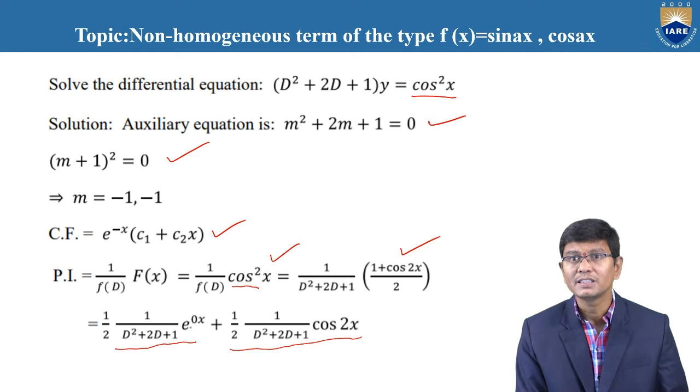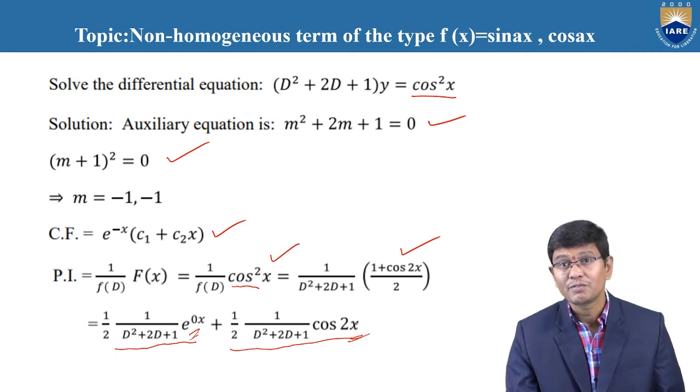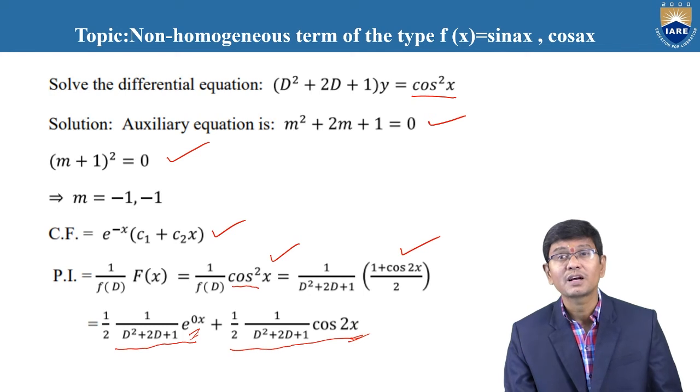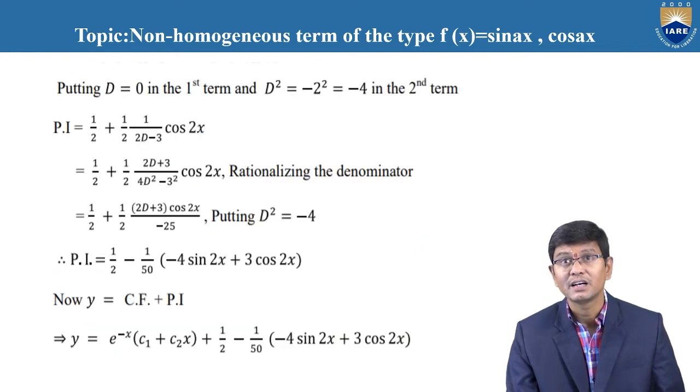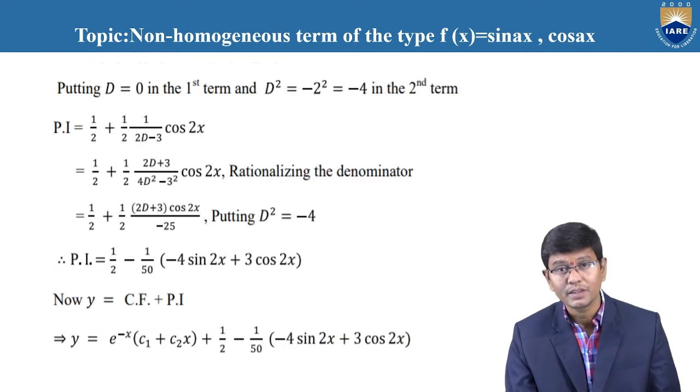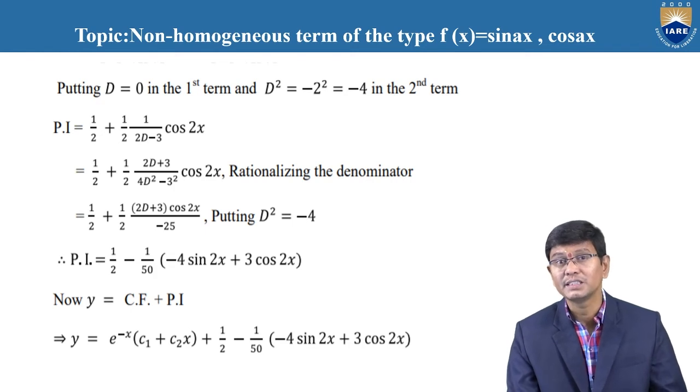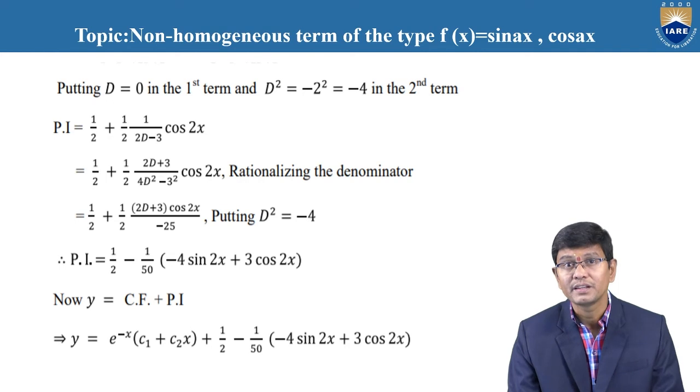And here also, we discuss one of the problems itself. One part is based upon case 1, e power of ax, and the second part is type 2, that is case 2, cos ax. In the first part, we need to replace D according to case 1, that is D is equal to a, that is D is equal to 0. Therefore, for the first part there are no changes, only the value is 1 by 2. The second part is 1 by 2 into 1 by (2D minus 3) into cos 2x.